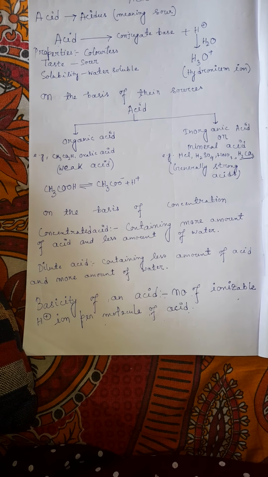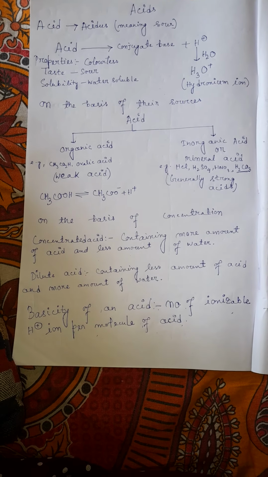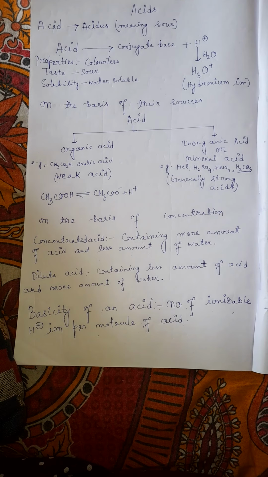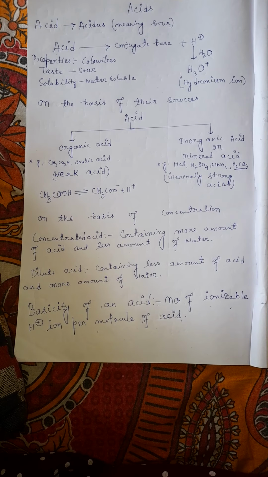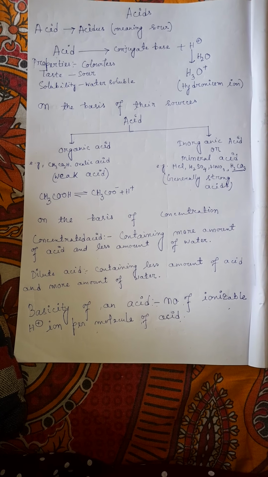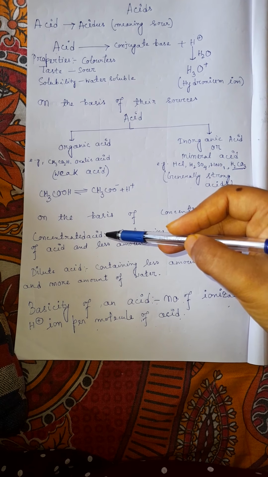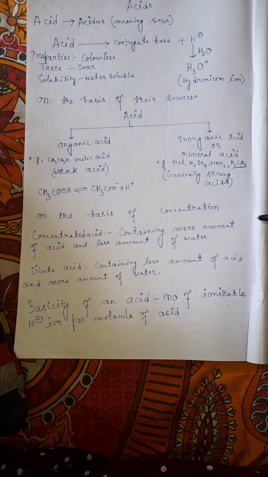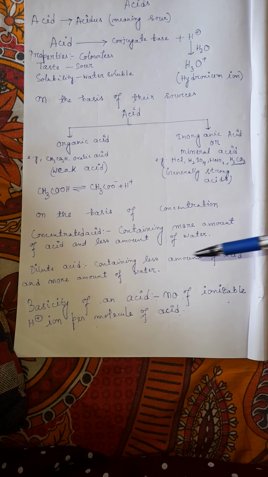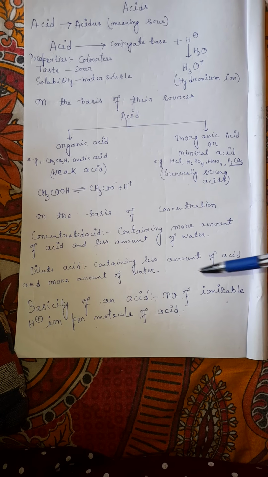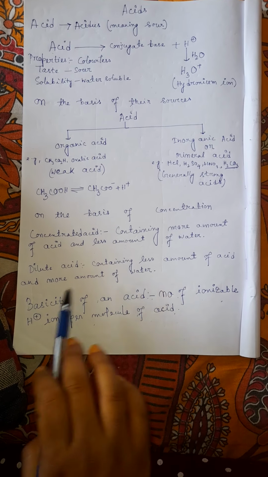So what is the definition of strong acids? Strong acids produce more number of H+ ions. If we take 100 molecules of HCl, total 100 molecules will get dissociated to form H+ ions. On the basis of concentration, acids can be divided into two subcategories: concentrated acid and dilute acid. What is the concentrated acid? Containing more amount of acid and less amount of water. And the dilute acid is the reverse, containing less amount of acid and more amount of water.